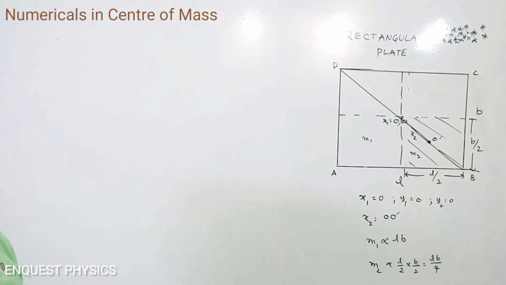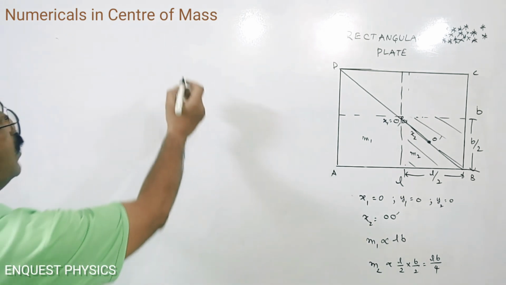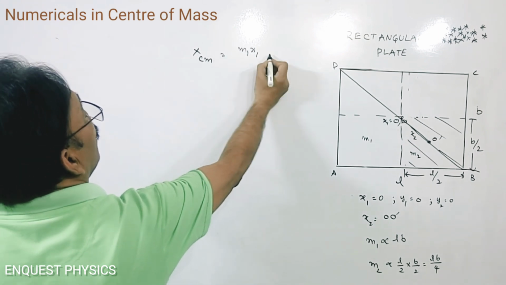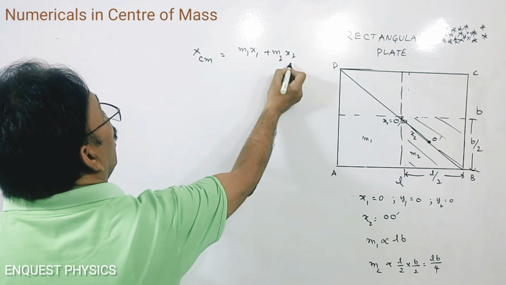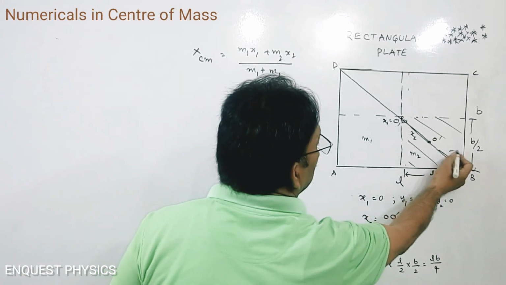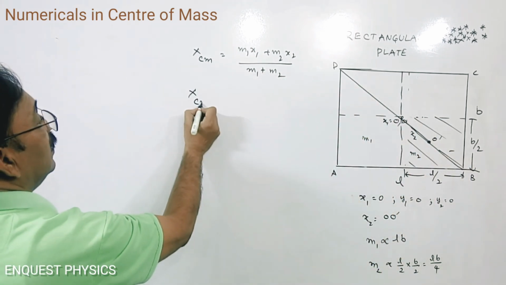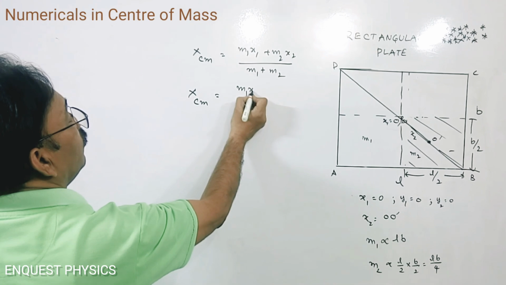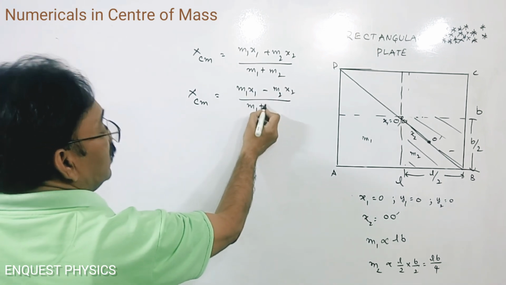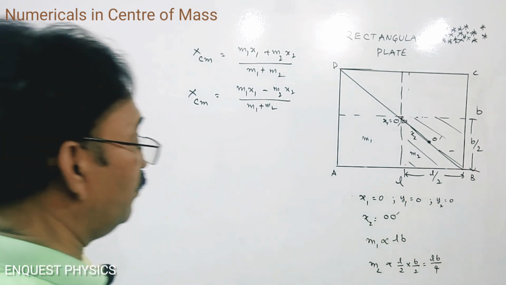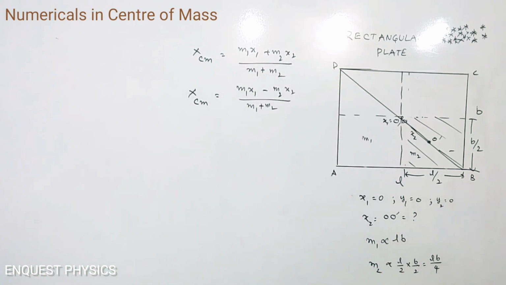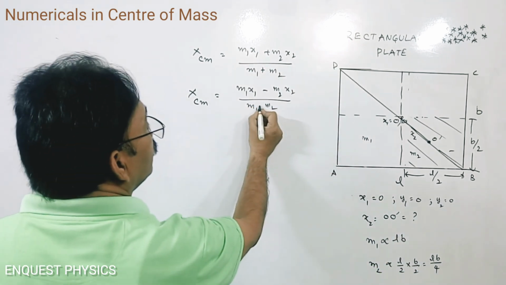Students, we just have to substitute in the relation XCM is equal to (m1 x1 plus m2 x2) upon (m1 plus m2). Since it is the negative mass, instead of positive we put the sign: XCM is equal to (m1 x1 minus m2 x2) by (m1 minus m2). And we need to find the O dash.